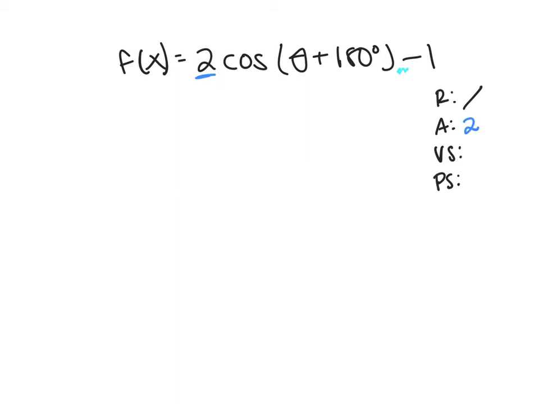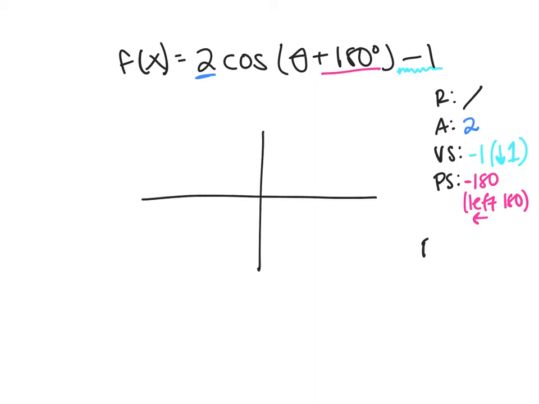Vertical shift, anything being added or subtracted to the function. So vertical shift is -1. That means we are moving down 1. And for the phase shift, again, adding or subtracting inside. So this time it's a positive 180, but remember you have to take the opposite. So it's really moving left 180 degrees. If it's plus, that means you're moving to the left. Minus would mean you're moving to the right. So now we've set up our graph.